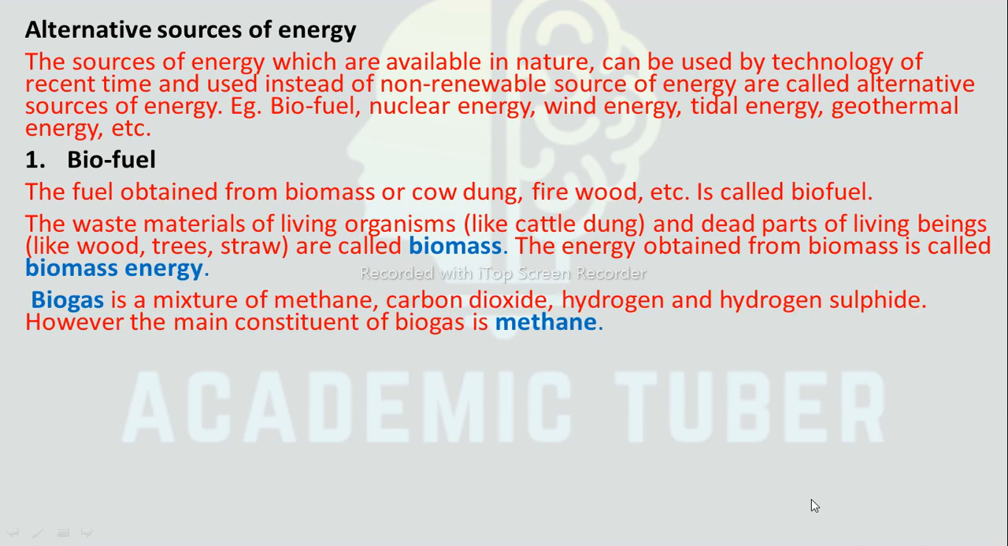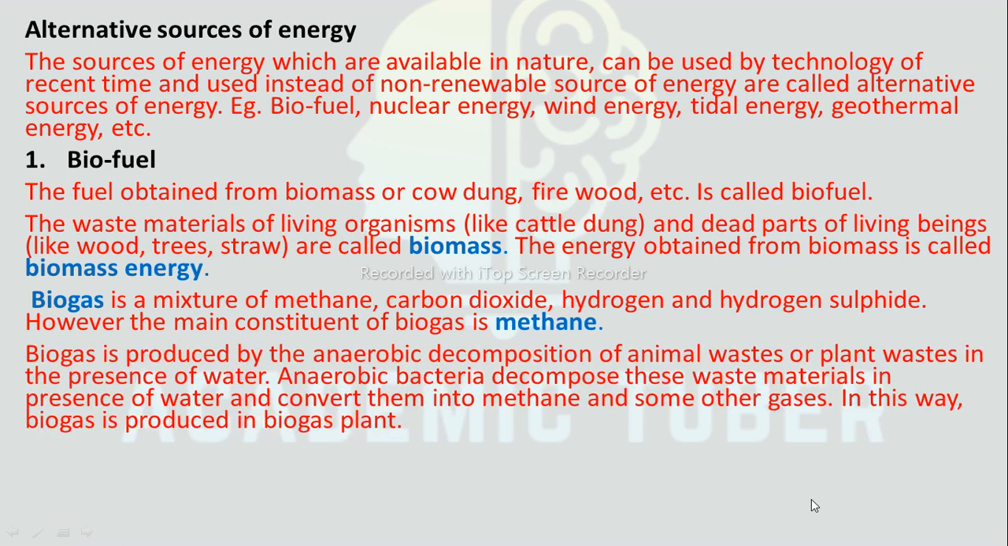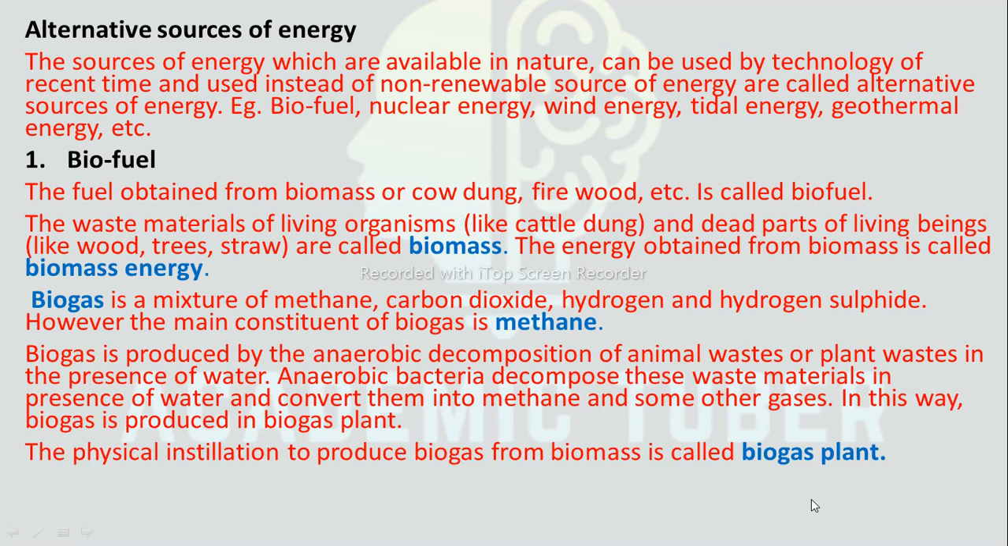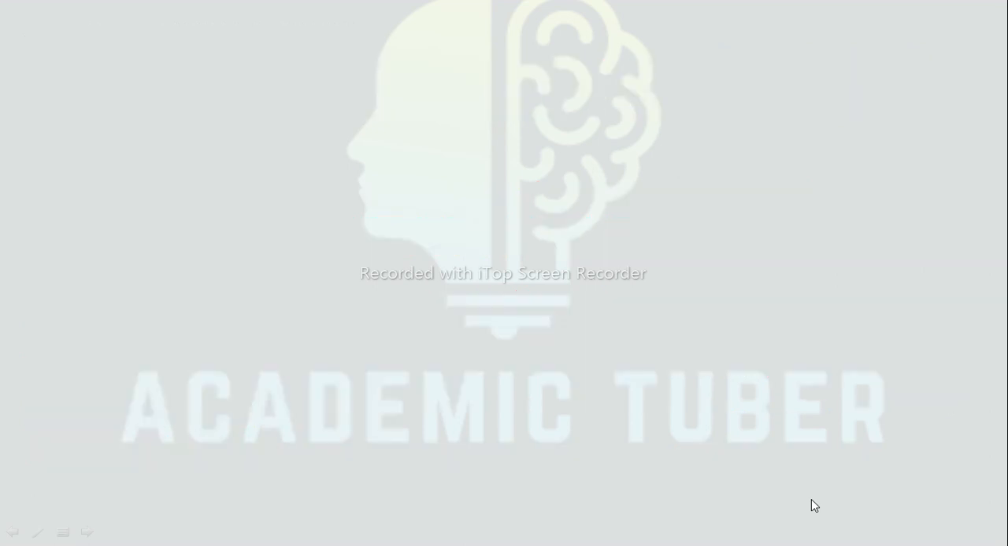Biogas is a mixture of methane, carbon dioxide, hydrogen and hydrogen sulfide. However, the main constituent of biogas is methane. Biogas is produced by the anaerobic decomposition of animal wastes or plant wastes in the presence of water. Anaerobic bacteria decompose these waste materials in presence of water and convert them into methane and some other gases. In this way, biogas is produced in a biogas plant. The physical installation to produce biogas from biomass is called a biogas plant.